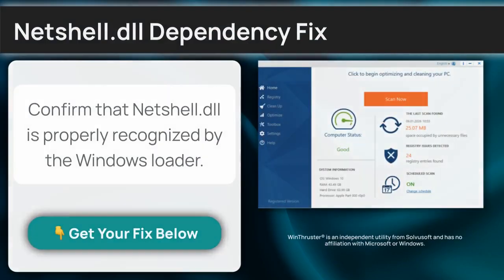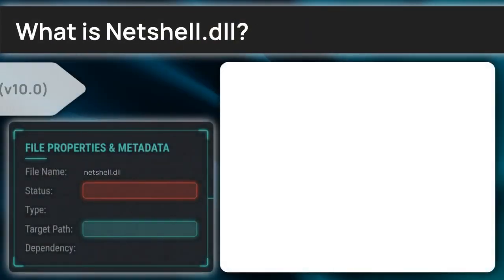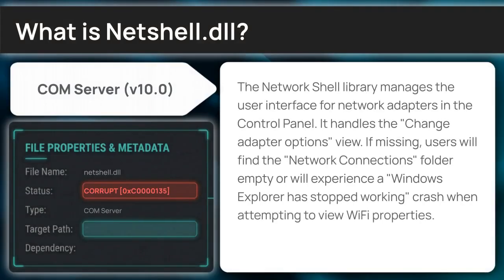This is the network connections shell. It manages the user interface for network adapters in the Control Panel. It handles the Change Adapter Options view. If missing, users will find the Network Connections folder empty, or will experience a "Windows Explorer has stopped working" crash when attempting to view Wi-Fi properties.